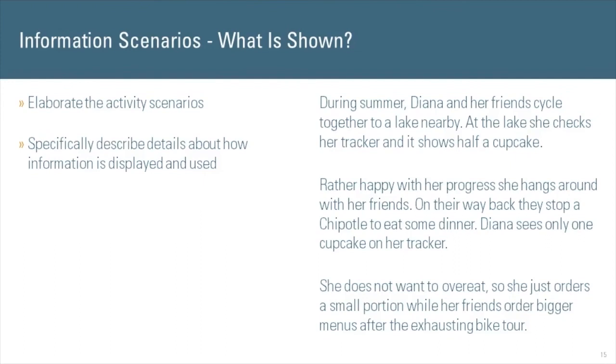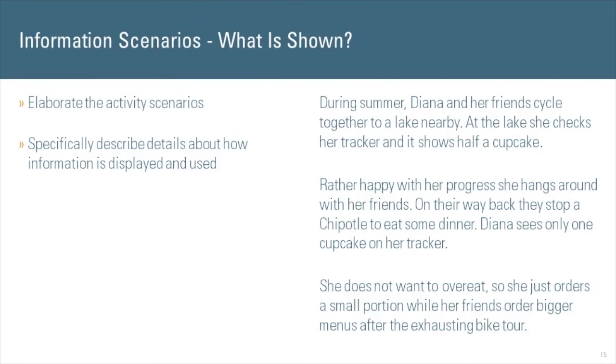Information scenarios elaborate on these activity scenarios and describe how the information is actually displayed to the user and how the user tries to react to them. For example, in this scenario, during summer, Diana and her friends cycle together to a lake nearby. At the lake, she checks her tracker and it shows half a cupcake. The calories burned or the steps taken are displayed in the cupcake. This is half a cupcake because she's only burned half a cupcake. Rather happy with her progress, she hangs around with her friends.